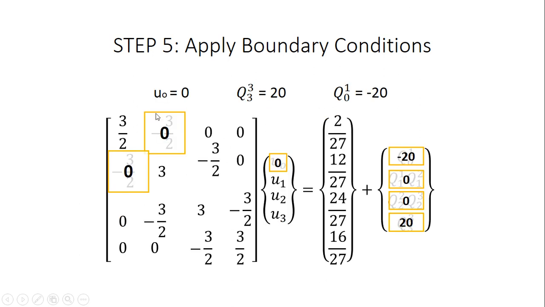So then what we're going to do is, since we know that our displacement at U naught is equal to 0, we are going to set the first row and the first column equal to 0, except we're going to keep that diagonal entry the same. And then we are also going to set U naught equal to 0 over here in our displacement matrix. And then for the Q's, we know that Q3 at 3 is equal to 20, so we fill that in here. We also know that Q naught at 1 is negative 20, so we fill it in here. The other ones are zeros. And now everything is filled in the way we need it to be.